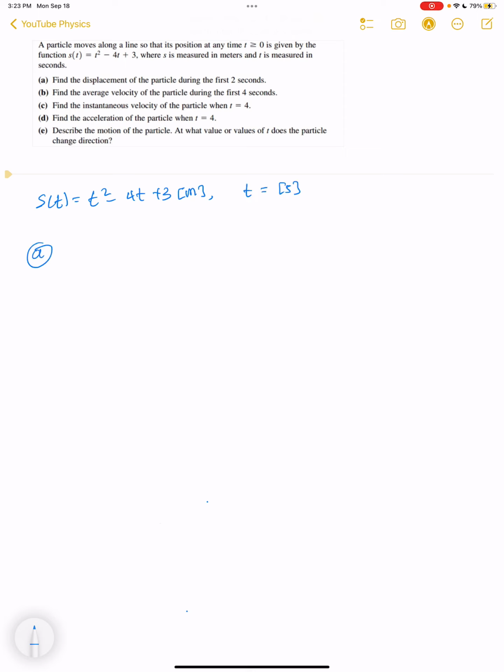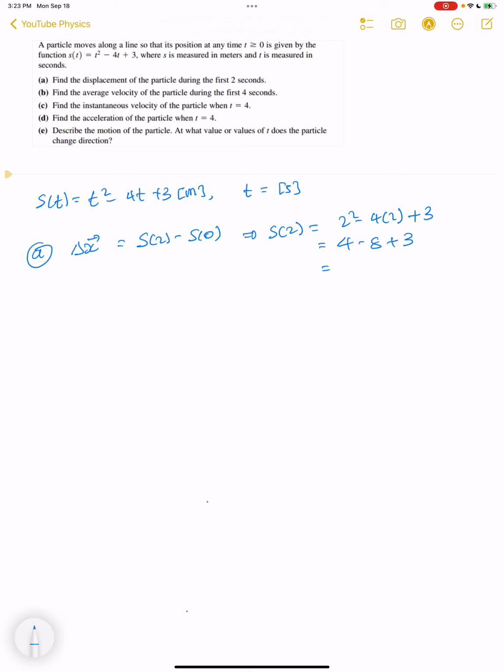So the first question is asking us to find the displacement during the first 2 seconds. That means we're looking for s of 2 minus s of 0, right? So how far it has traveled between 0 and 2 seconds. So let's find each of these independently. So s of 2 becomes 2 squared minus 4 times 2 plus 3. So this is 4 minus 8 plus 3, right?